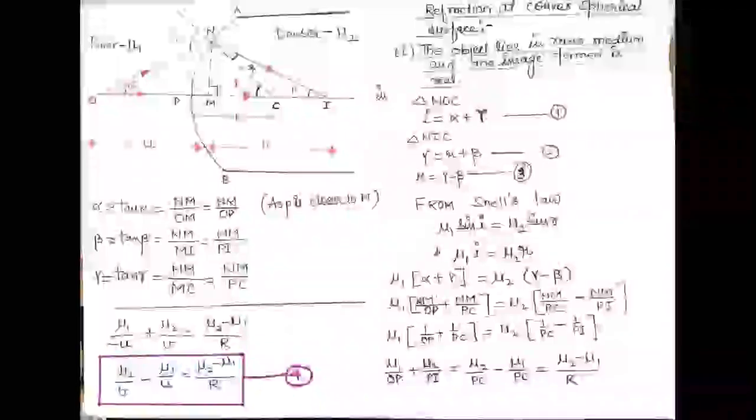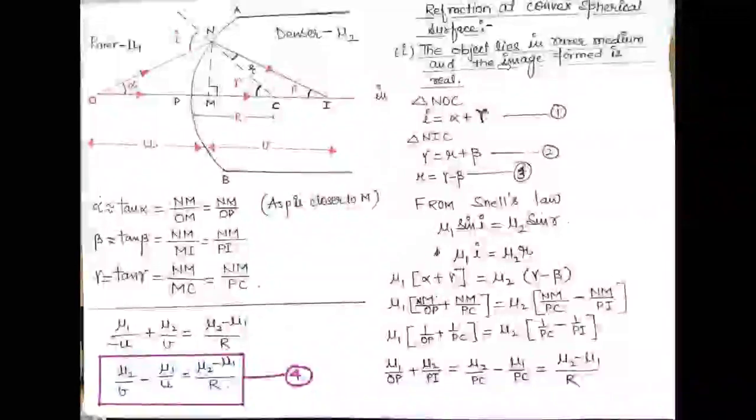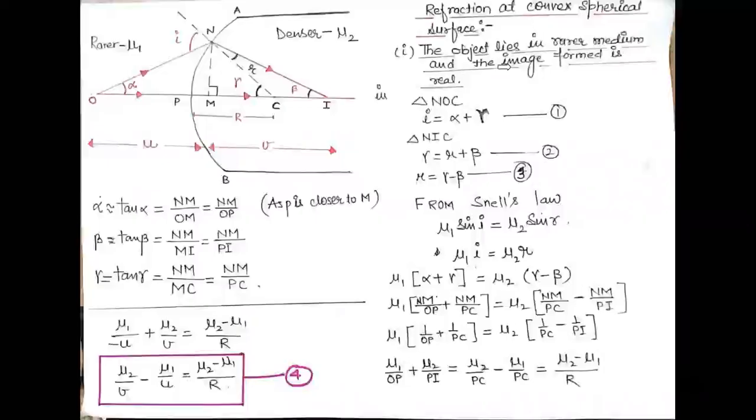Now today we are going to discuss the refraction at a convex spherical surface when the object lies in the rarer medium and the image formed is real. So we are going to start now. We are going to consider an object which lies in a rarer medium.